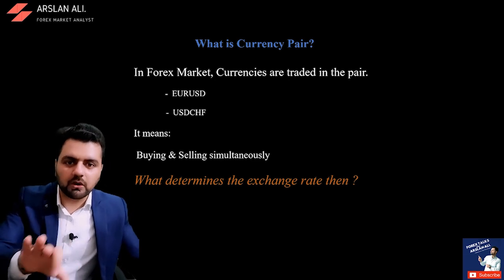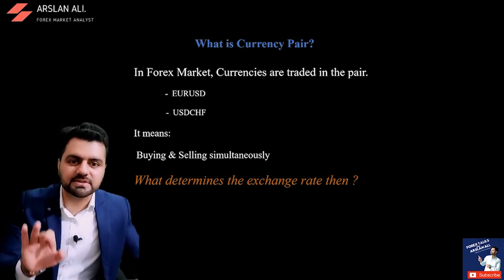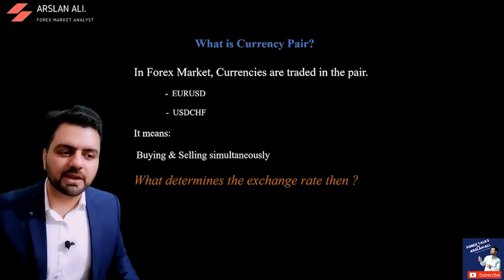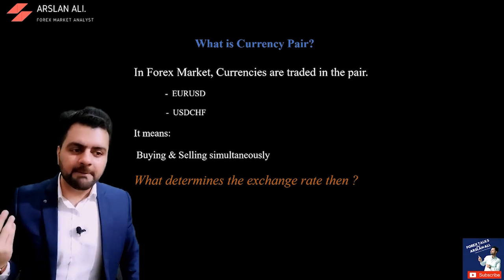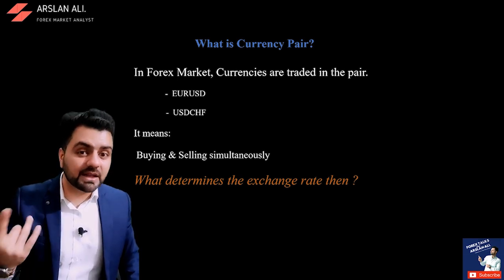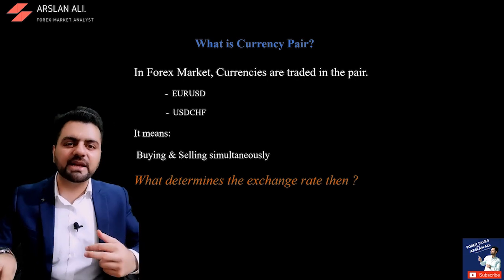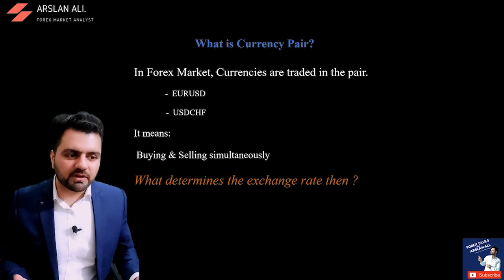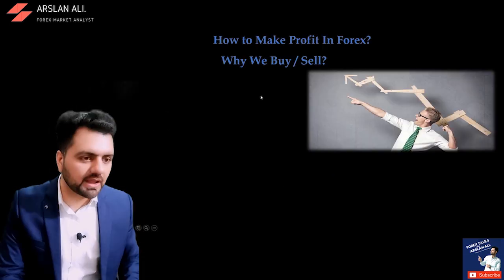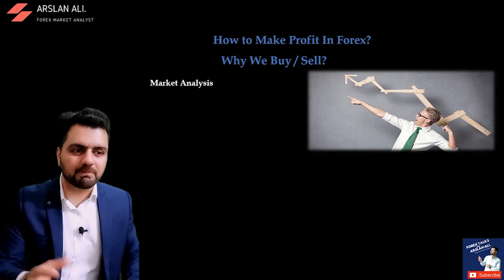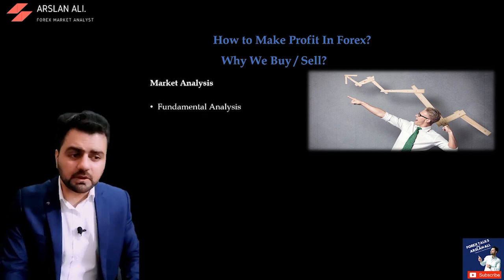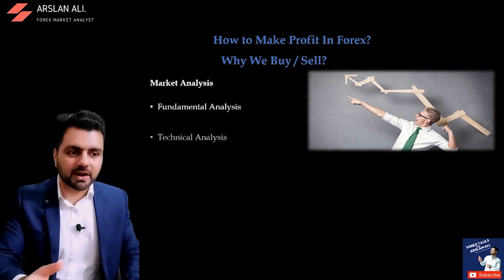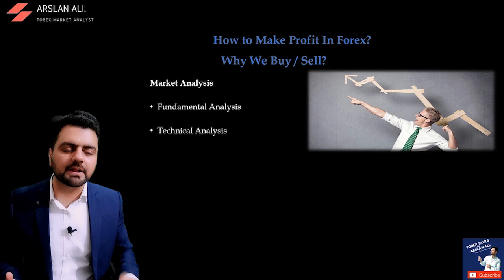But for now, when I am selling euro USD, I am selling euro and I will be getting US dollar in return. Likewise, when we are speaking about the USD Swiss franc, CHF, when I am selling USD CHF, I am selling the first currency, which is US dollar, and I will be getting the Swiss franc in return, which means that in the currency pairs, whenever we are trading, we are buying and selling simultaneously. Okay, now the question is, what determines the exchange rate and how to make profit in the forex market, and how do we know when to buy and when to sell?